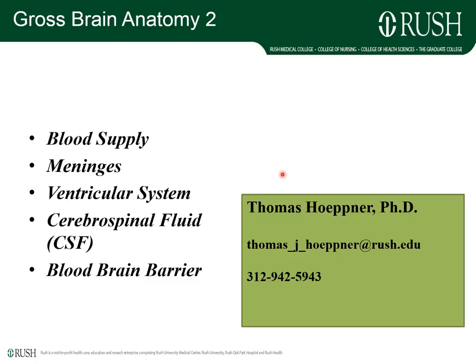Welcome. In this second session on gross brain anatomy, we'll address the blood supply to the brain and to the brainstem and identify the meninges, ventricular system, and the cerebrospinal fluid, as well as the blood-brain barrier.